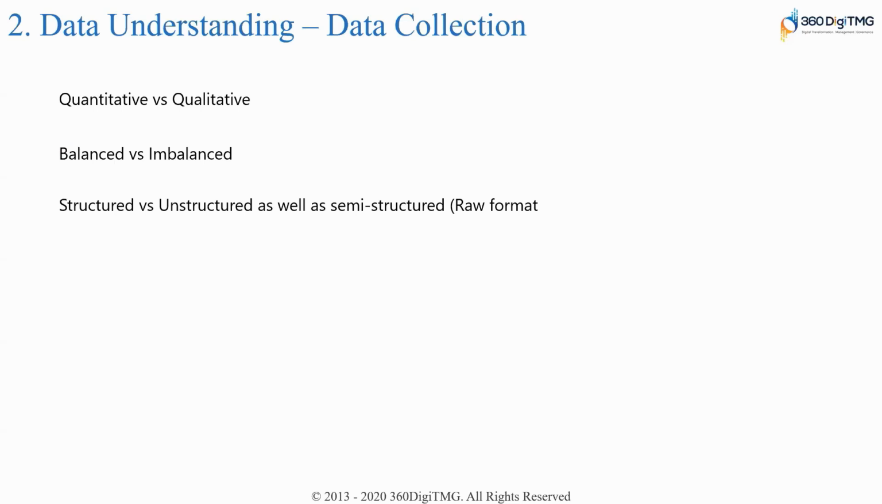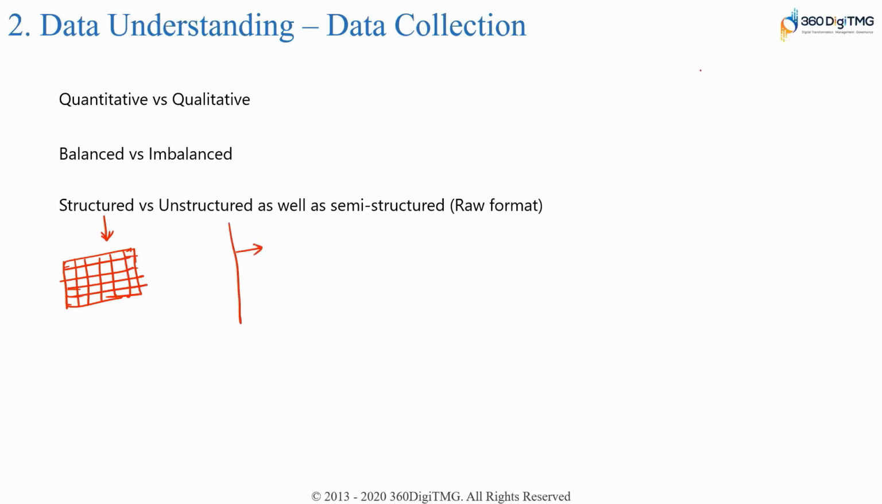Next, you have structured versus unstructured dataset. What do you mean by that? I've also put semi-structured, we'll get there, but what do you mean by structured versus unstructured, and semi-structured, and raw format? Structured data means any data that can be represented in a neat tabular format, wherein you have rows and columns. That's structured data.